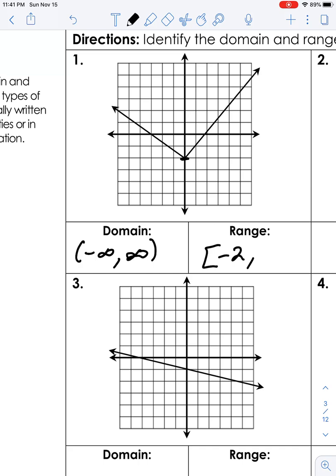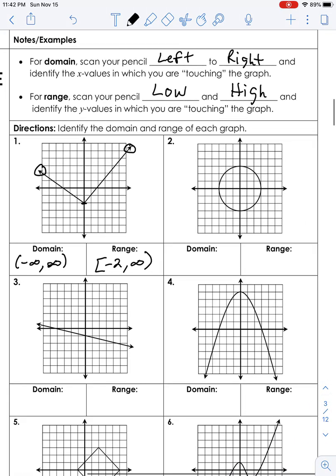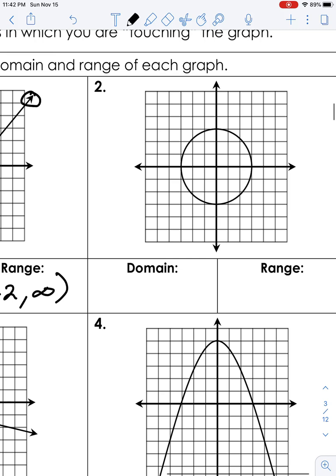Now, remember, range is from low to high. So where's the highest point of your graph? Well, these arrows signify the highest point of your graph. They're going up forever, so that would be positive infinity. All right, number 2. This one's a little bit easier.